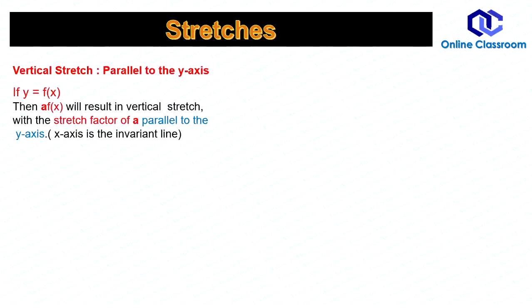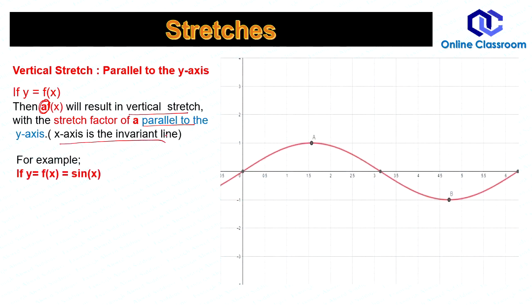Now the last type is stretches. How to deal with stretches. If you are multiplying a function by a constant number like this, it means you are stretching the function vertically, or you can say parallel to the y-axis. In that case, the x-axis becomes the invariant line. Now see the graph. I've used a very basic graph, the sine graph, and all of you know the shape of the sine graph.